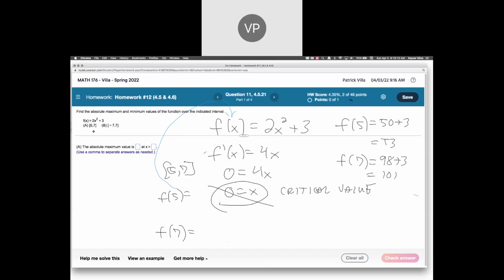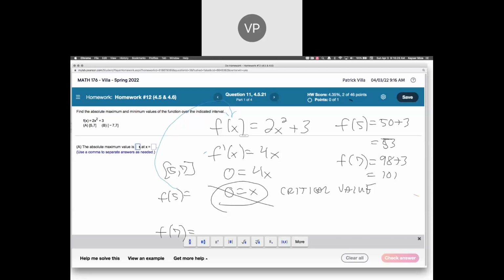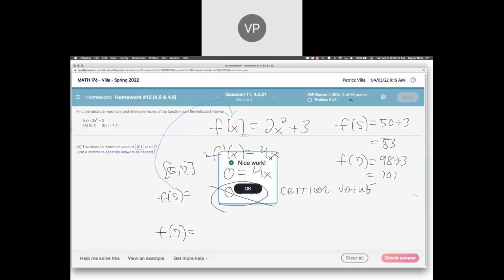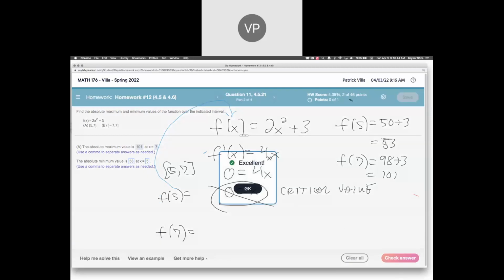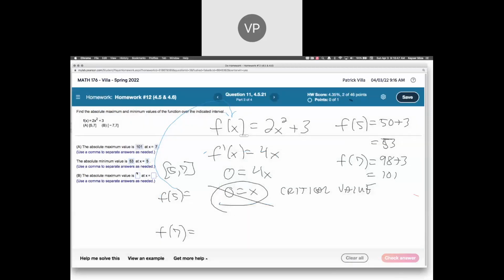That's a 101. So what that tells me is, because there are no maxes and mins inside of the interval 5 to 7, there is no turning around. These endpoints are my absolute maxes and mins. The absolute max has a value of 101, and it's at x equals 7. The absolute minimum has a y value of 53, and it comes at x equals 5. That's it for that first two parts.